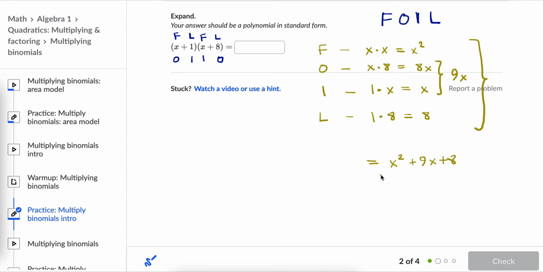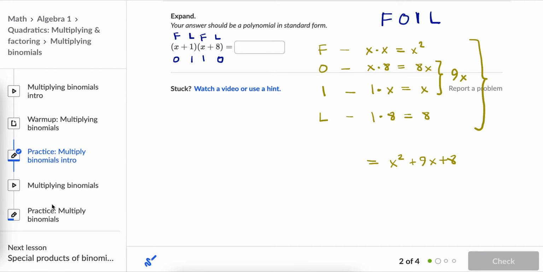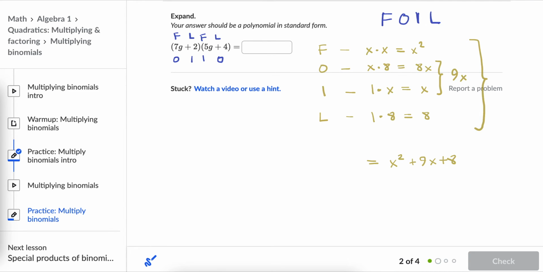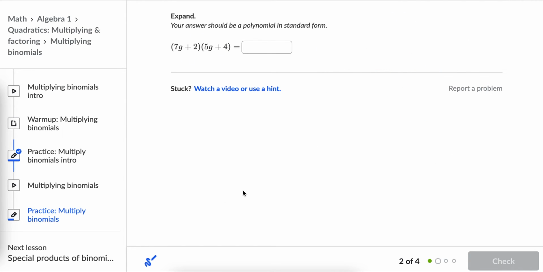So that's how you apply the FOIL method, and I've shown you in the previous one as well, so maybe just moving on to keep this video a little bit shorter. The idea there is you're doing your first, outside, inside, and last terms. It works every time. So let's dig in a little bit deeper and look at something a little bit more complex. Once again, no difference. Here's our first terms, our outside terms, our inside terms, and our last terms.